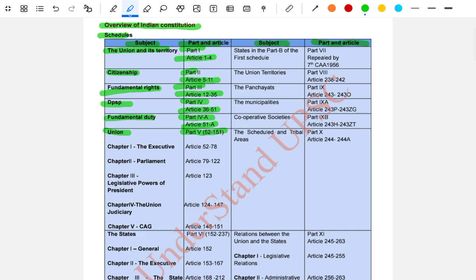Chapter 1, The Executive, Article 52 to 78. Chapter 2, Parliament, Article 79 to 122. Chapter 3, Legislative power of the President, Article 123. Chapter 4, the Union Judiciary, Article 124 to 147. Chapter 5, CAG, Article 148 to 151.